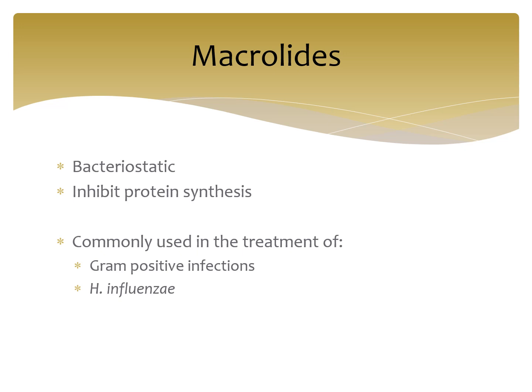The next class I want to talk about are the macrolides, and the macrolides are actually a good antibiotic choice for people that are allergic to penicillin. The macrolides would include things like erythromycin. Okay, these drugs are bacteriostatic. They inhibit protein synthesis, and they're commonly used in the treatment of gram-positive infections, and then a gram-negative infection would be Haemophilus influenzae.